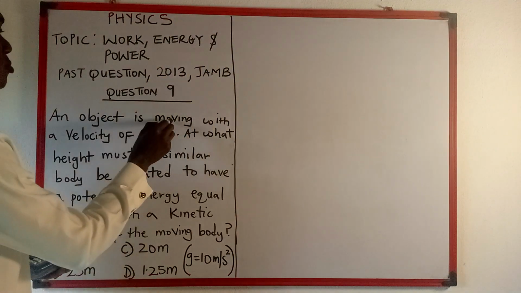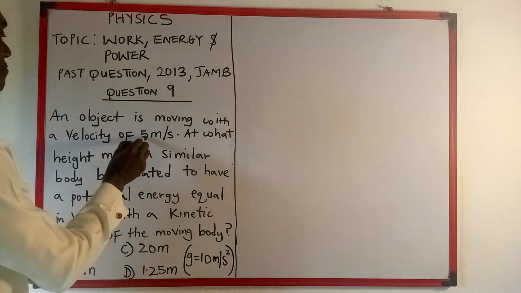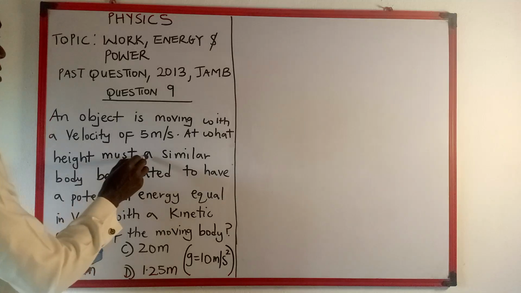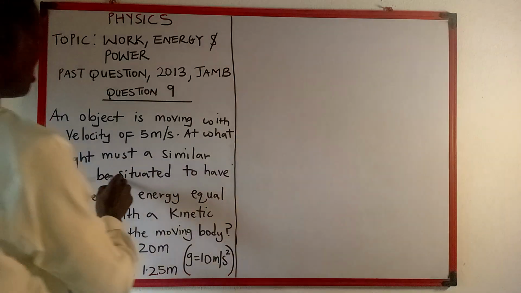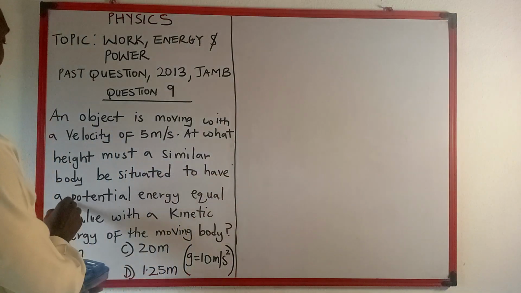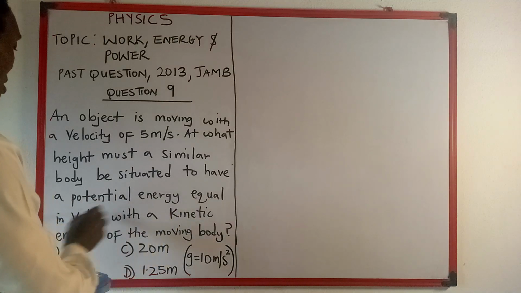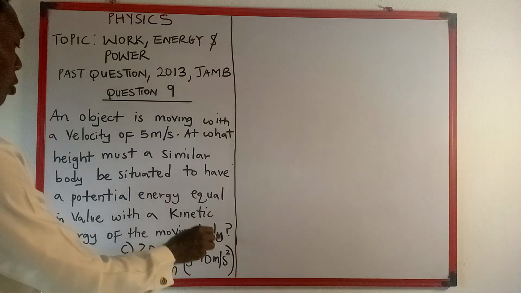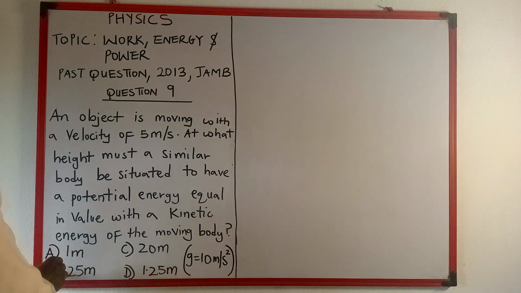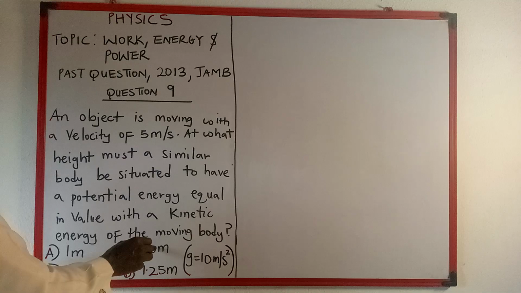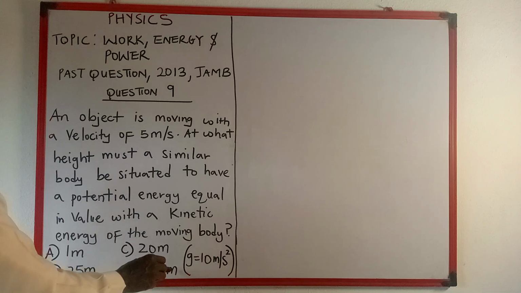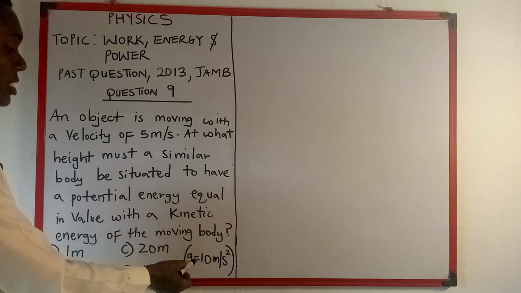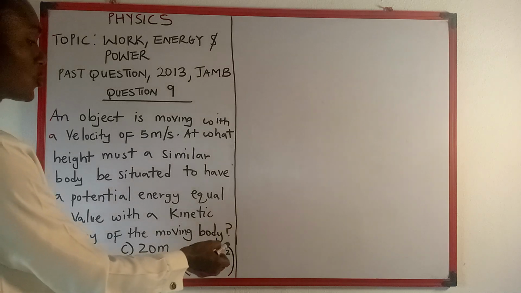An object is moving with a velocity of 5 meters per second. At what height must a similar body be situated to have a potential energy equal in value with the kinetic energy of the moving body? A. 1 meter, B. 25 meter, C. 20 meter, D. 1.25 meter. Acceleration due to gravity, which is g, is a constant, is given as 10 meters per second square.